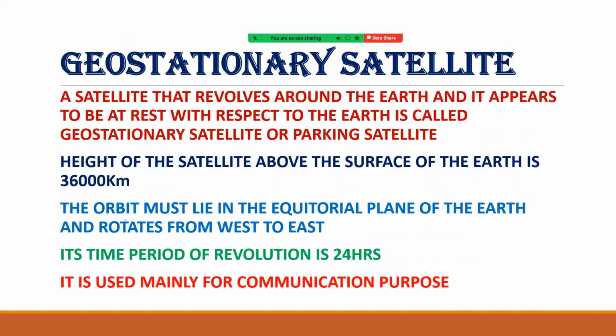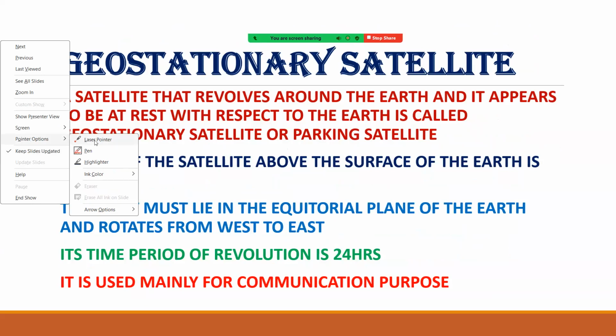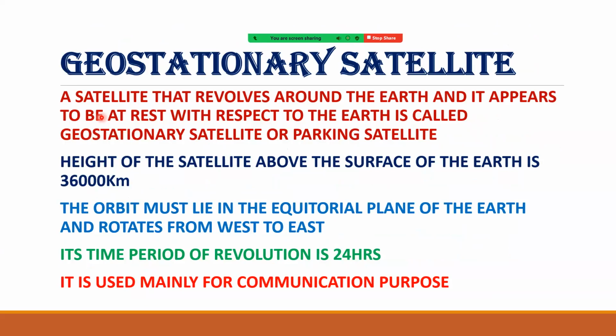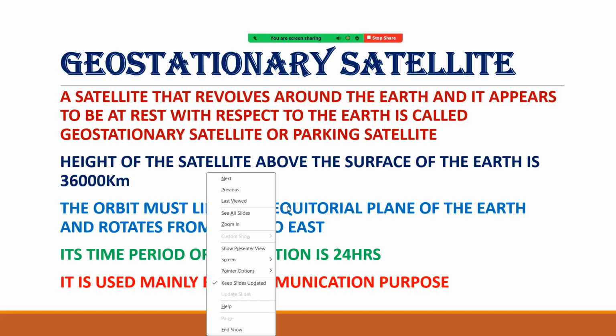Okay. Now see next. Geostationary satellite, what does it mean? A satellite that revolves around the Earth and appears to be at rest with respect to the Earth is called a geostationary satellite or parking satellite. Its height is approximately 36,000 km. Its orbit must lie in the equatorial plane of the Earth and it rotates from west to east. And the time period of revolution is 24 hours. Let us see all these points once.